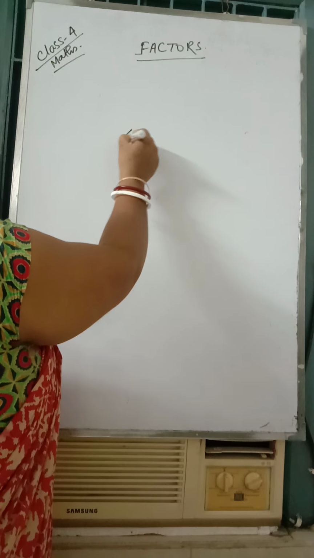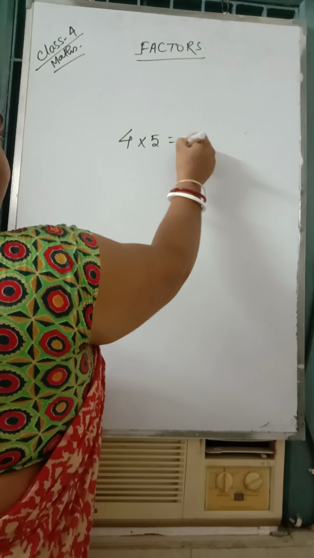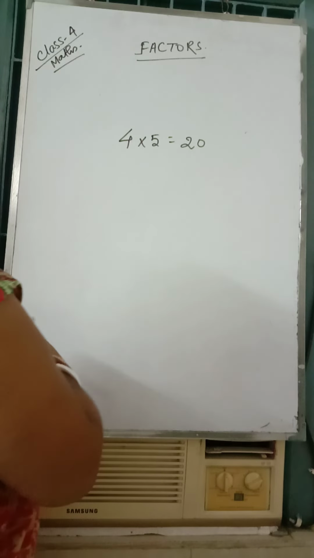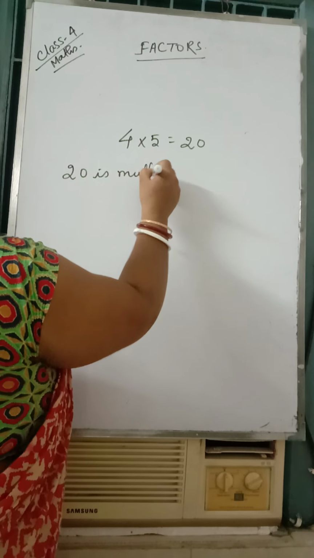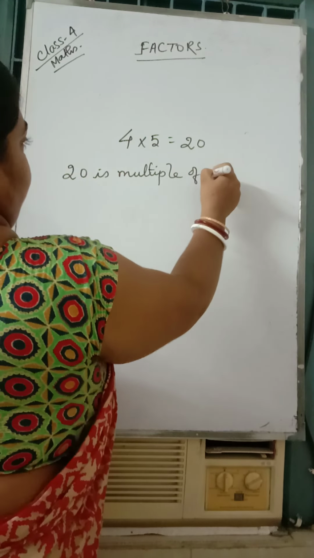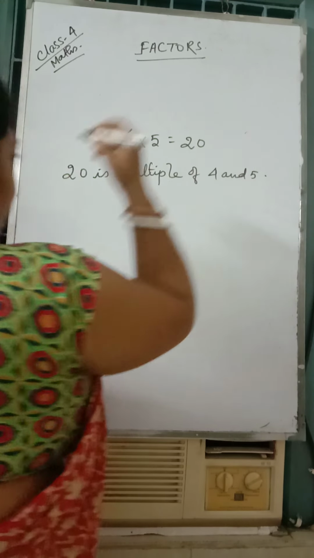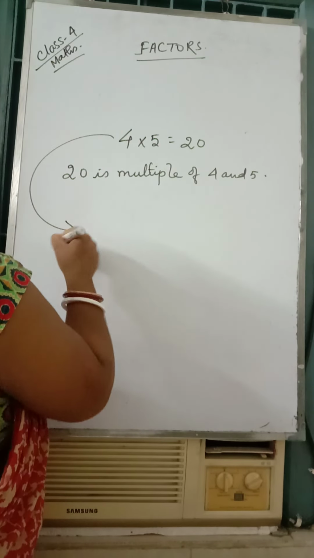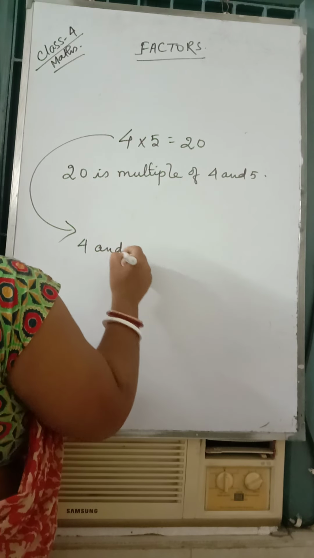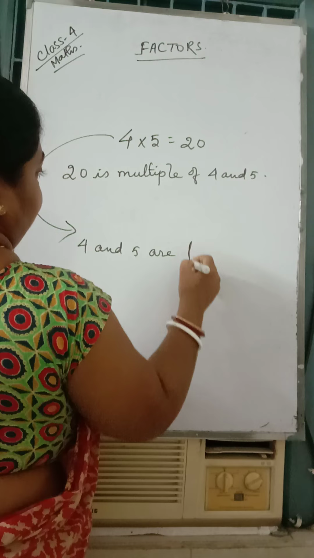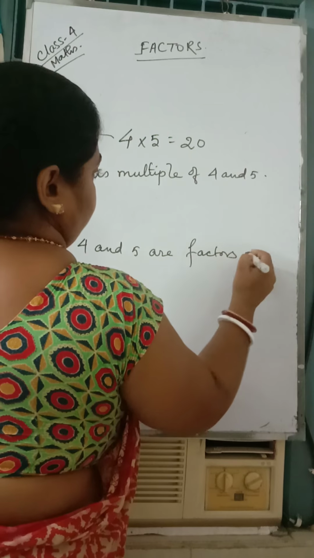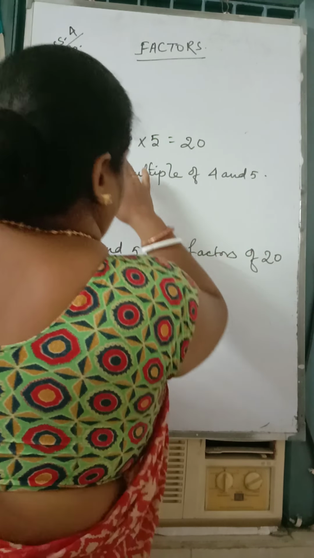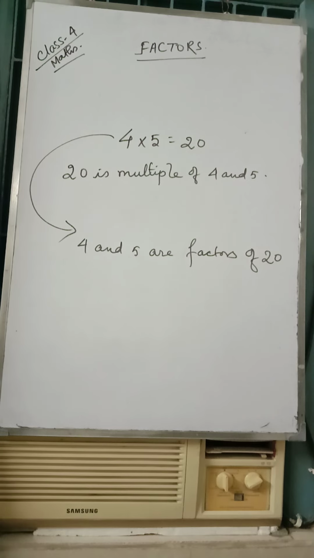As an example, if we multiply 4 into 5, 20 is a multiple of 4 and 5. You have learned this till now. This can also be written as 4 and 5 are factors of 20. A number that divides another number without leaving a remainder is known as a factor.